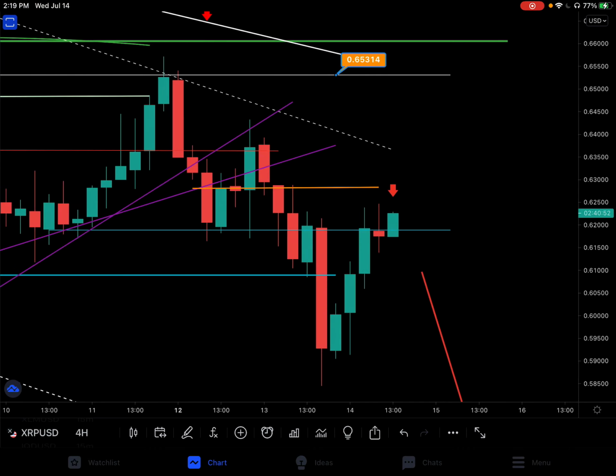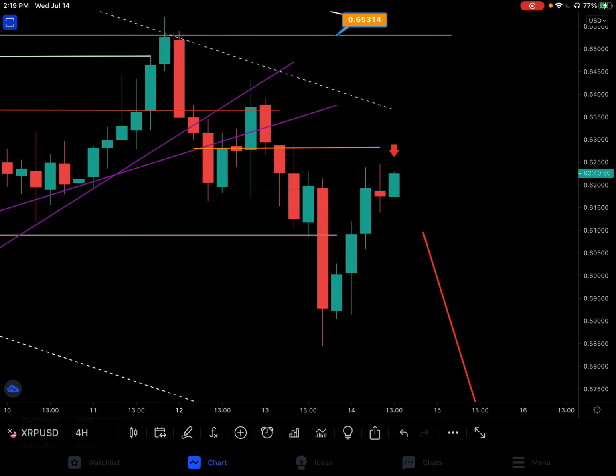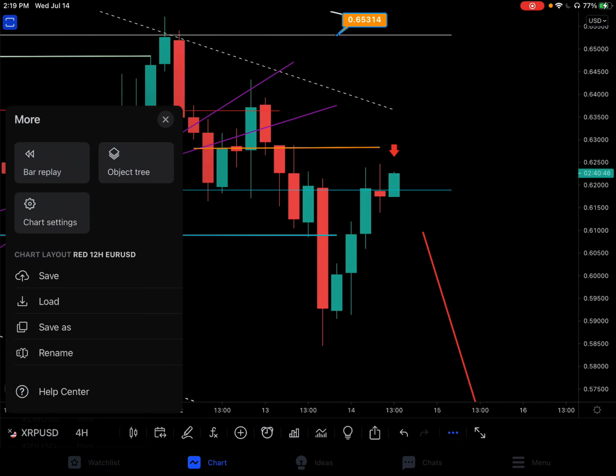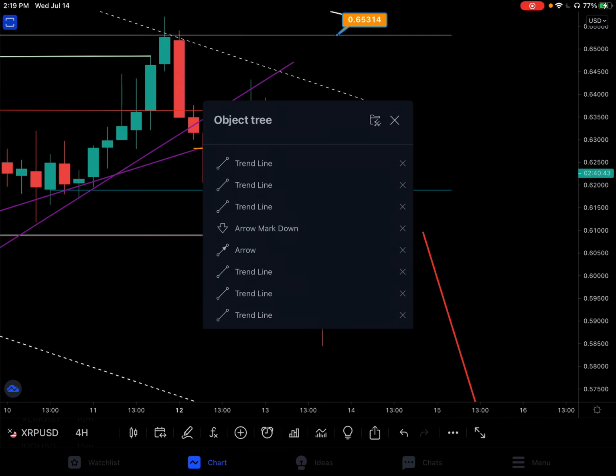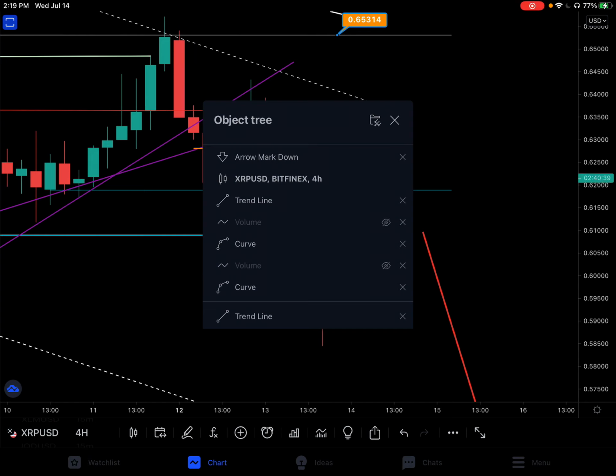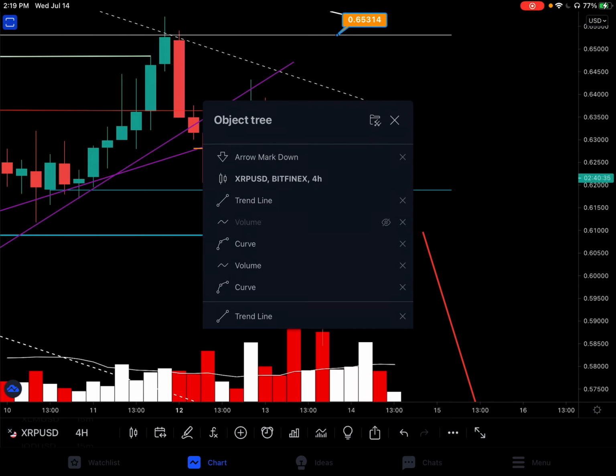Now, let's read the volume because that's going to tell us the real story. Okay, so let's turn back on our object tree, come down to your volume, and I'm going to click on show. Oh, I have two volumes, I only need one.